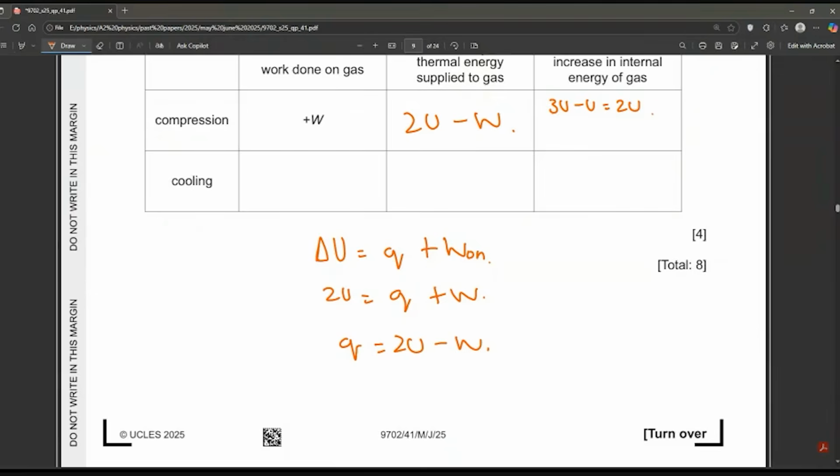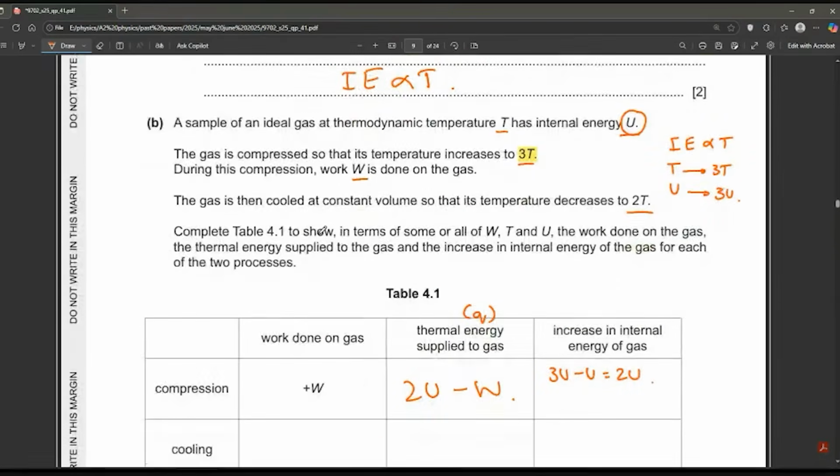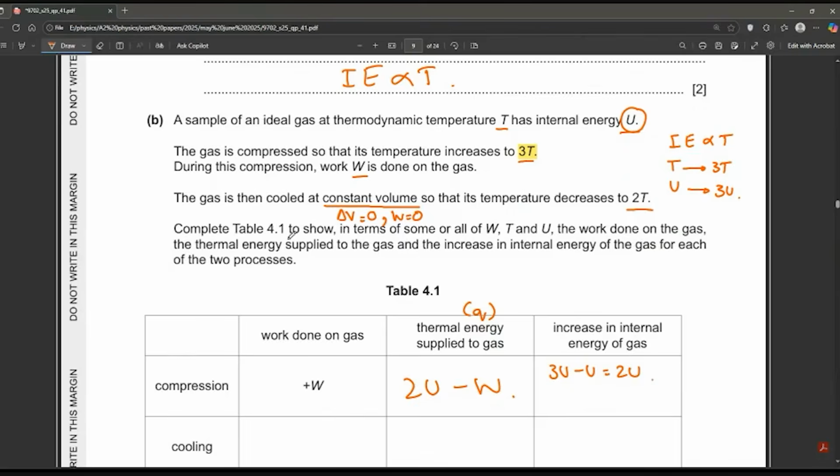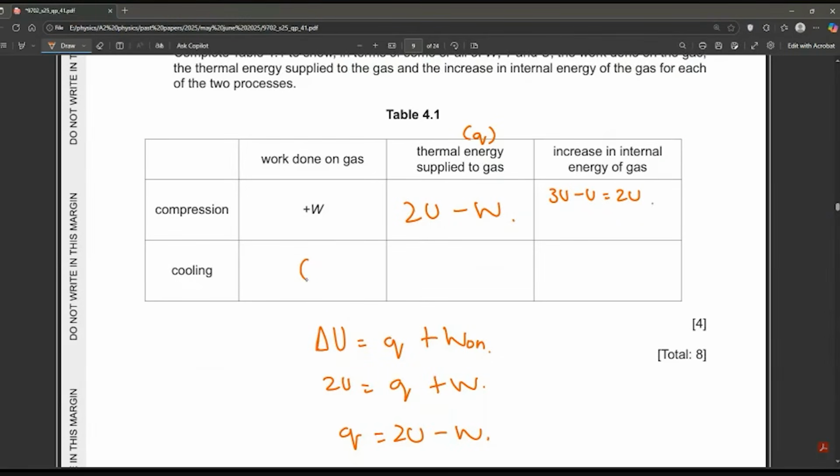Now let's see the cooling process as well. In the cooling process, if you analyze, what is the examiner saying? The gas is cooled at constant volume. That means change in volume is zero. If change in volume is zero, that means work done becomes zero. Here zero will come.